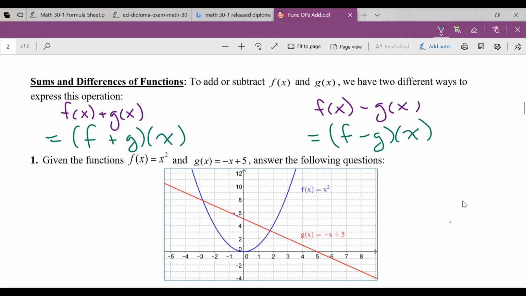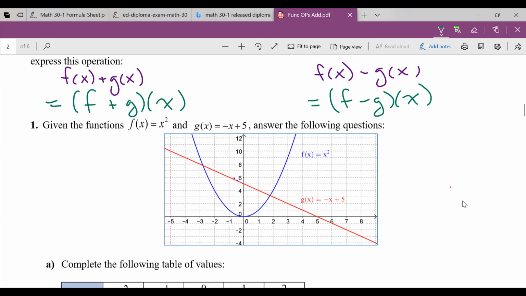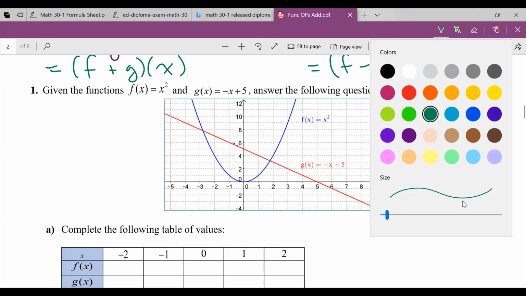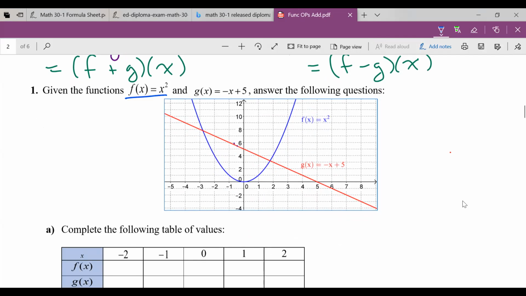Make sure you've got your graphing calculator with you. So here are two functions. Here's function f. It's our quadratic. It's in blue there. And here's function g. It's in red. It's our linear. And you notice I've given you the actual equations of these functions.